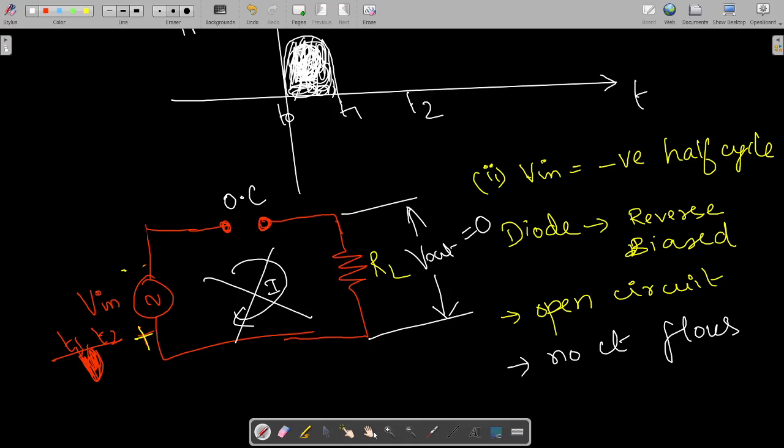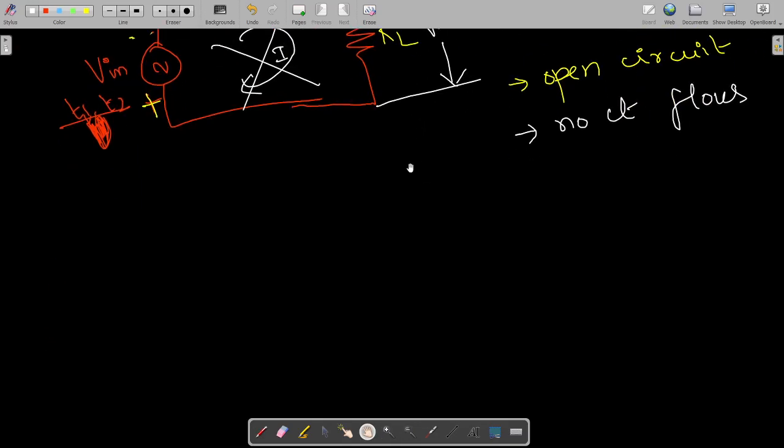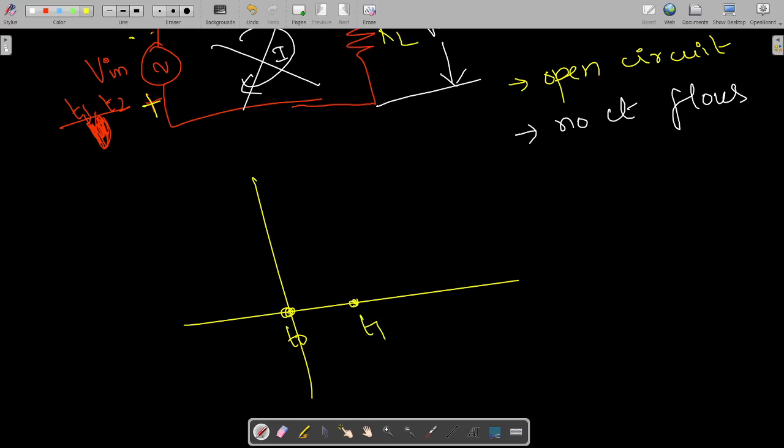Now if we represent this in the form of a graph, how would it be represented? During the period T0 to T1, current already flows. That's why we got the output voltage like this. This is your V out amplitude, and this is your time axis. During T0 to T1 we got the output. But during T1 to T2, no current is flowing, so simply it is 0. Like this it comes. Understand?